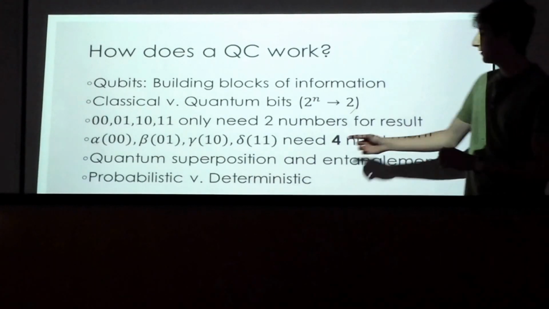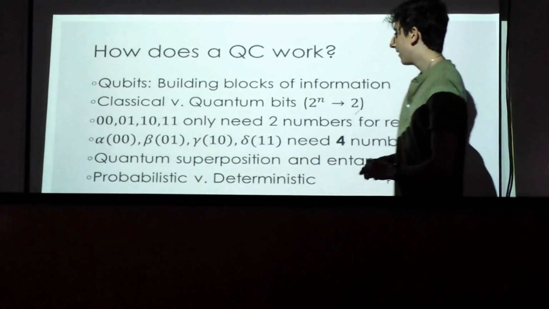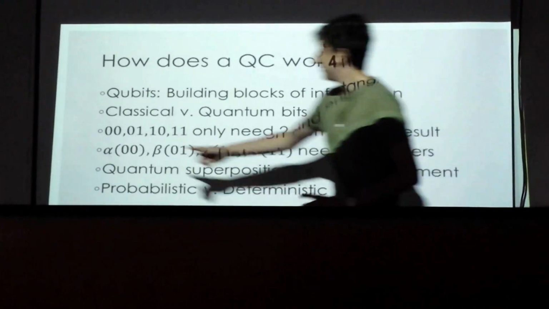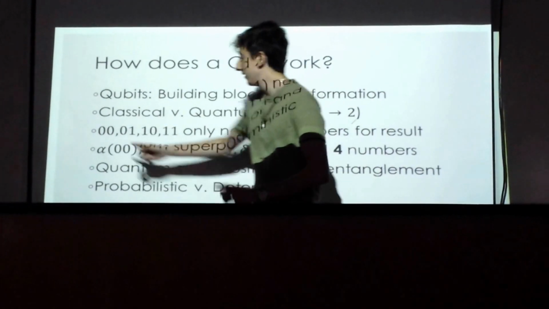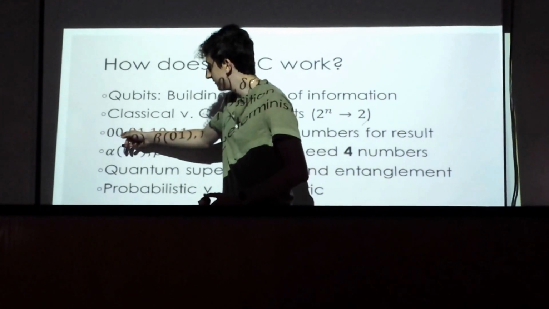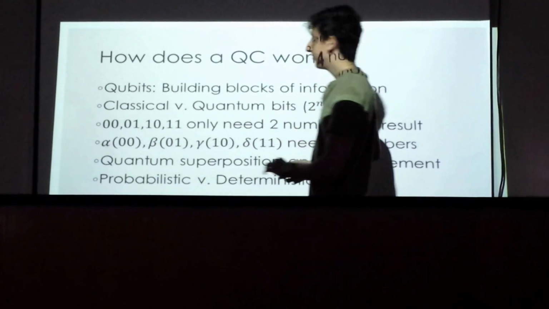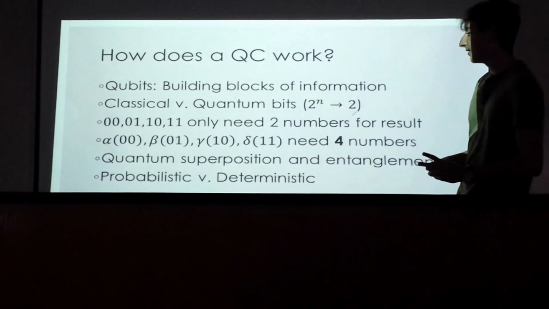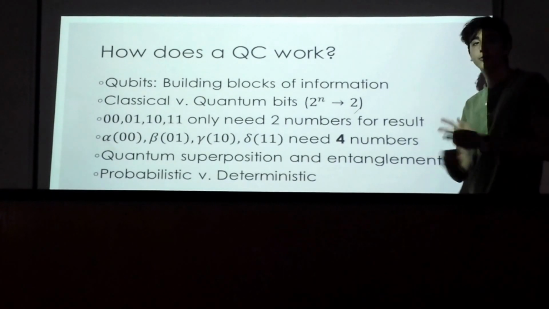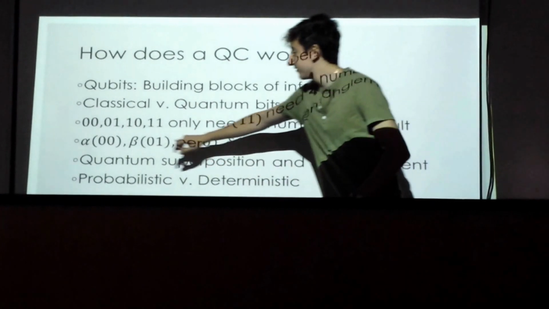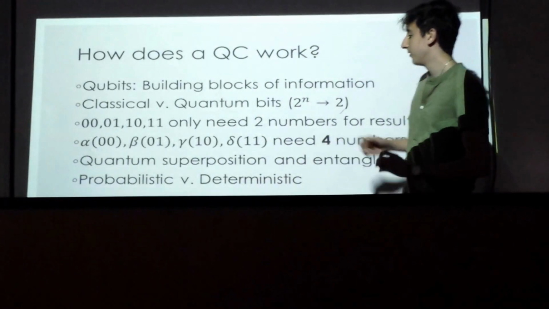Exactly what I said here. For the classical one, these 2 numbers determine the state. It's either 0 0 or 0 1, etc. But for the quantum one, everything is in what's called a superposition. Everything is basically entangled with another. So you need 4 separate numbers to determine which state it's in.